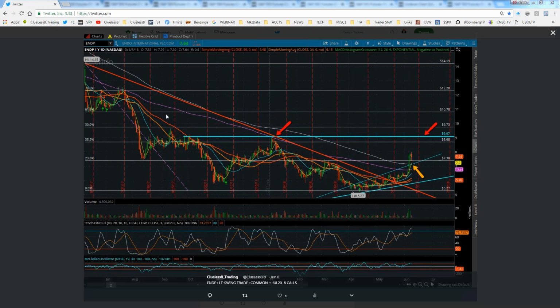So anyway, here's your Thinkorswim thing. I use this platform for all kinds of things. Swing, the day trading stuff.